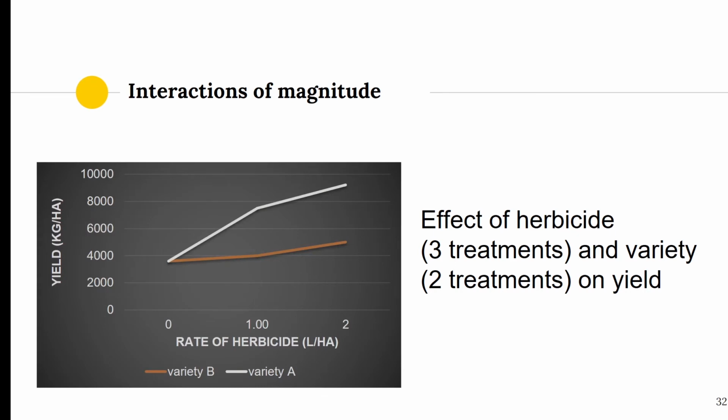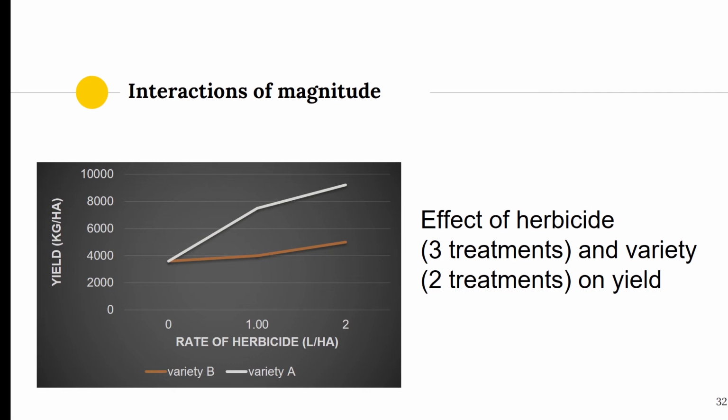The second kind of interaction are interactions of magnitude, and they're not as serious as crossovers. Basically, what this does is the main factor will always have a significant positive or negative effect on the dependent variable, the variable of interest. So here, this would be soybean yield. But the magnitude of the effect, how strongly positive or how strongly negative that factor influences, is going to depend on the level of the other factor as well.